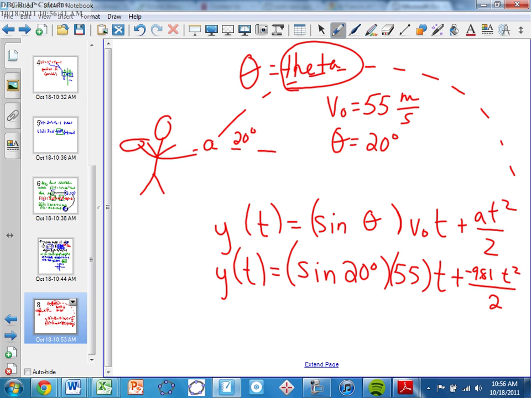The value is negative 9.81. It's the acceleration due to gravity on Earth. That's what that represents. Do you have time to explain that? I can, but let's continue this problem first. If we have time at the end, I definitely will.